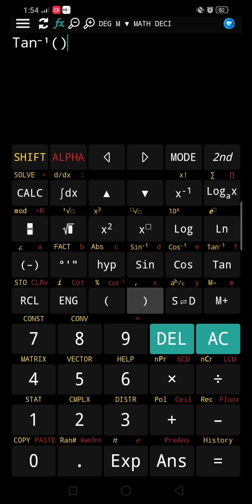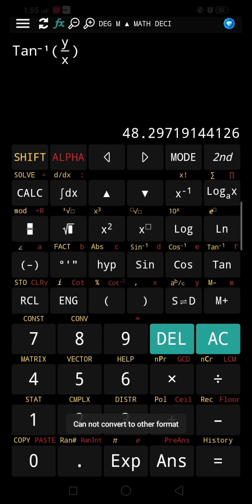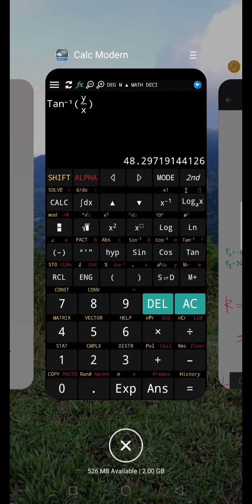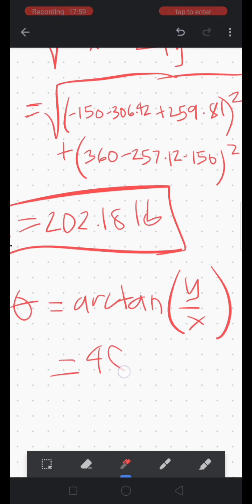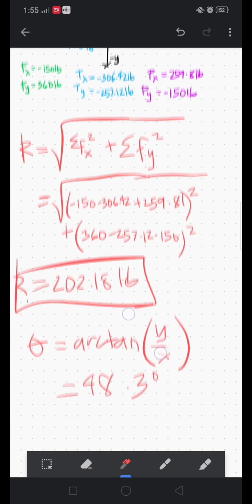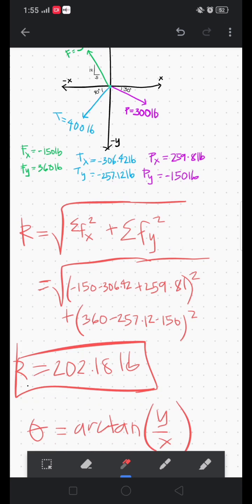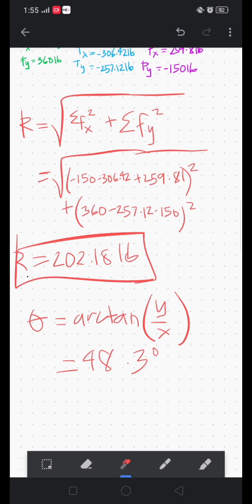That's going to give me 48.29 degrees, sorry, 48.3 degrees. So the magnitude of the resultant force of these three given forces, provided with the direction, is 202.18 pounds, located 48.3 degrees.